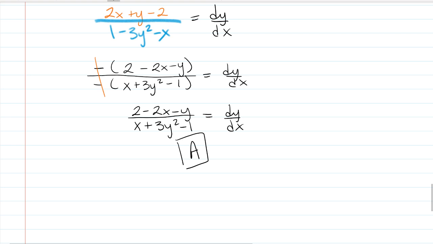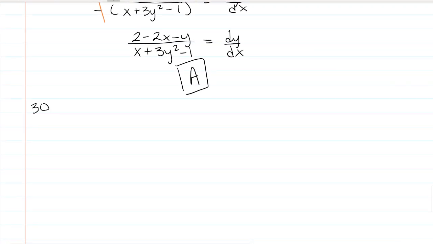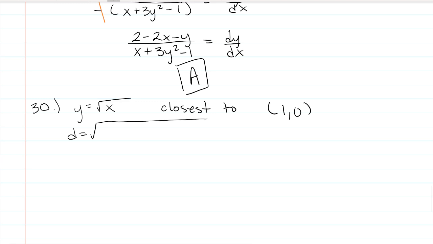Okay. So with 30, it says we want to find the point on the graph of y equals the square root of x that is closest to the point (1, 0). And to do that, we're going to want to minimize the distance. And the distance formula, it's been a minute, so I'm going to just write it out, is going to be the square root of x2 minus x1 squared plus y2 minus y1 squared.